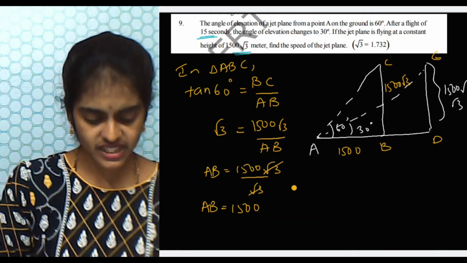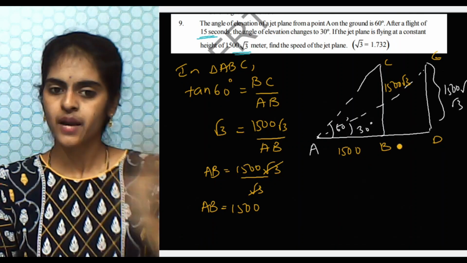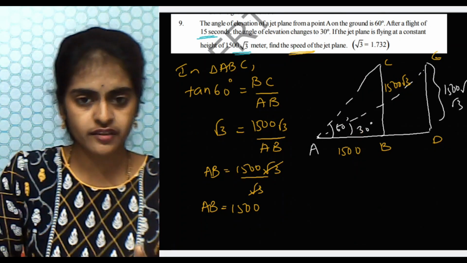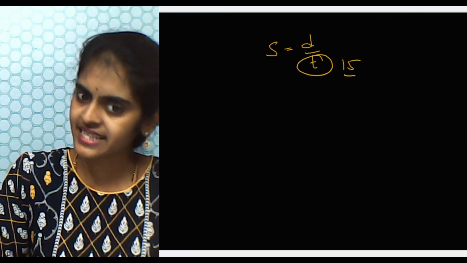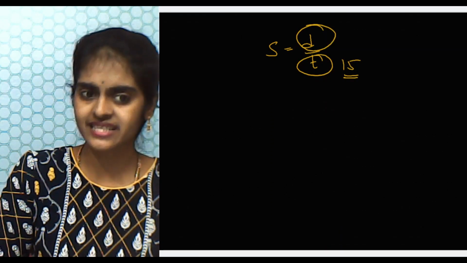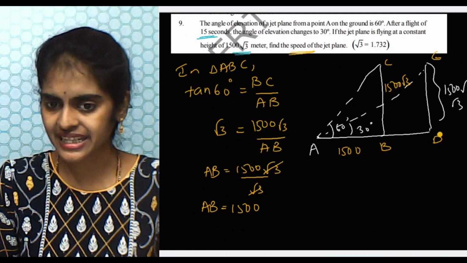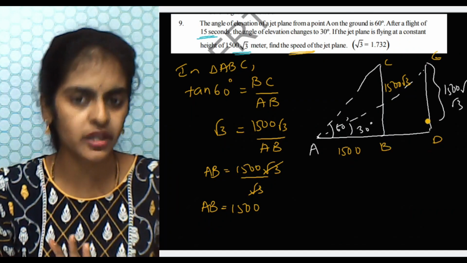Okay, so now just see what you have to find out. You have to find out the distance traveled by the plane. The speed of the plane you have to find out. For finding the speed of the plane, you need two things. We know speed is equal to distance by time. So time is given as 15 seconds, that we know. If you find the distance, then you can find the speed of the plane. So distance is BD. The plane started from this point B and now it is at point D.